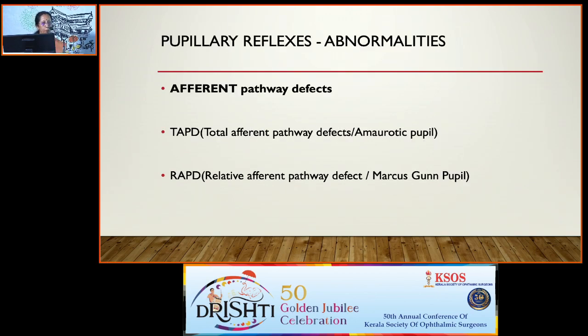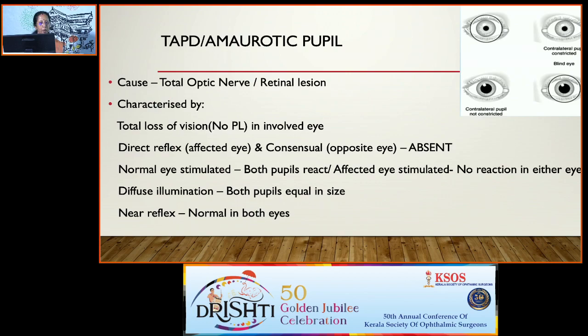So we'll go to the pupillary reflex abnormalities, which include both afferent and efferent pathway defects. The afferent pathway defects include the total afferent pupillary defect or the relative afferent pupillary defect. Total afferent pupillary defect, otherwise called the amaurotic pupil, is caused by a total optic nerve lesion or a severe retinal lesion. It is characterized by total loss of vision, that is no PL vision in the involved eye. The direct reflex in the affected eye and the consensual in the opposite eye is absent.